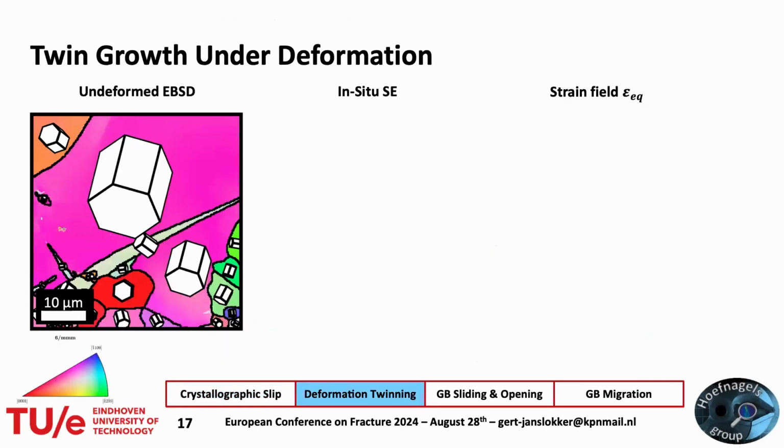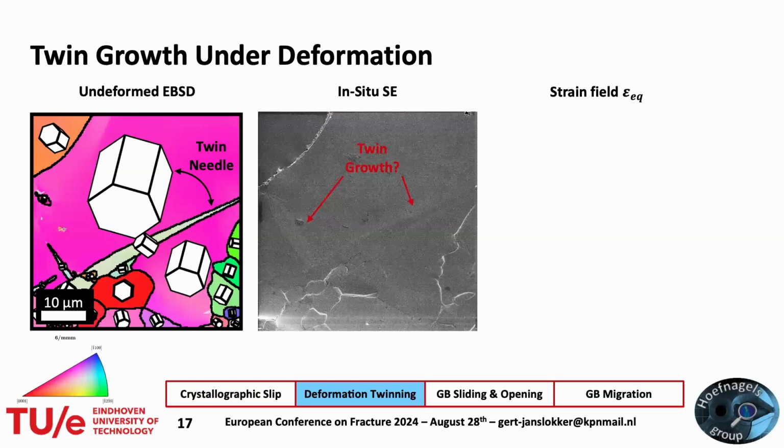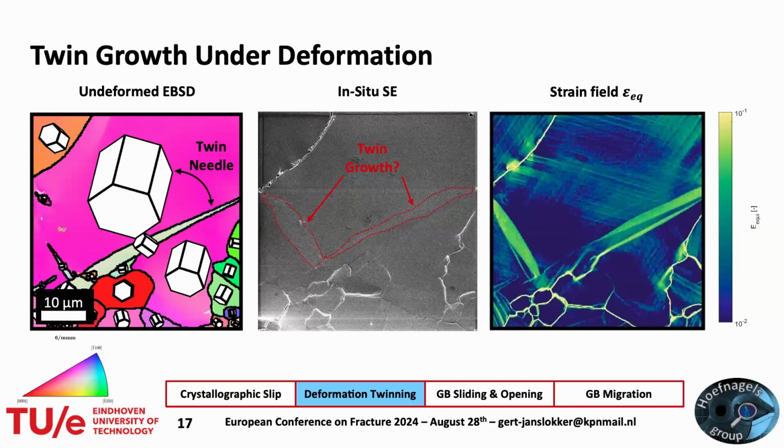Well, then twinning, we also saw some twinning occurring. Here we have an undeformed EBSD, which already has a twin needle here and there. And if you look at the in-situ SE images incrementally, you can clearly see these twin needles growing. And especially if you look at the strain field, you see this diffuse band growing, this constant diffuse band.